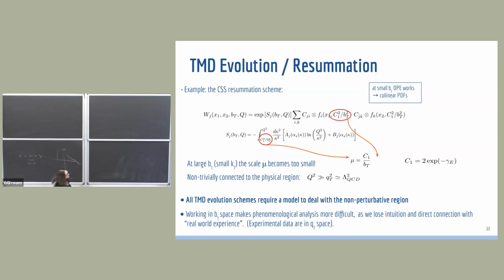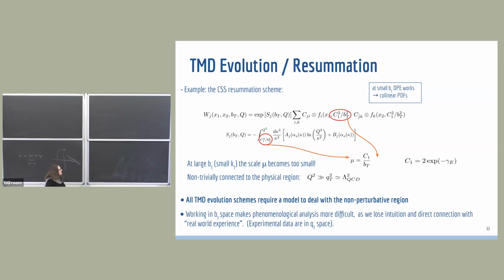And here you have to integrate over the integration variable from a lower scale, which is C1 divided by BT squared, up to Q squared. Now, remember that BT is the Fourier conjugate variable with respect to KT. So BT small means large KT, and small KT means large BT, okay? Now, the issue here is that this kind of decomposition is purely perturbative, okay?